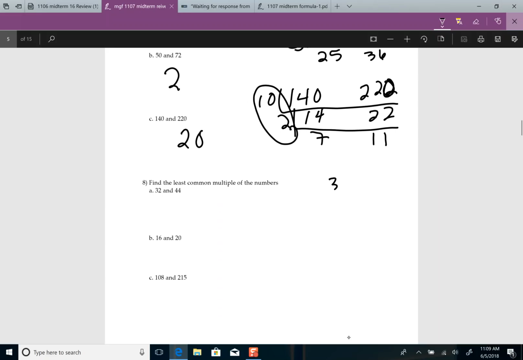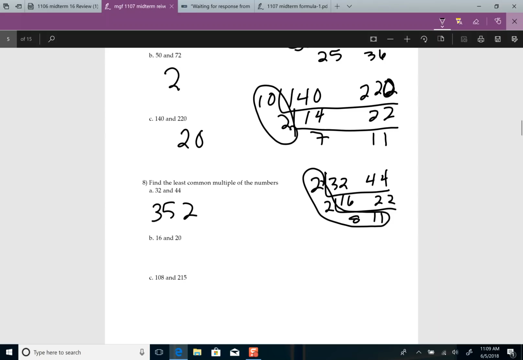I'm going to do that division again. So I have 32 and 44, and again, I'm going to start with 2 because it just looks so right in my face. So I get 16 and 22, which says, oh, we'll just do 2 again, which gives me 8 and 11. Now this time I'm going to multiply all of these numbers together. So 2 times 2 times 8 times 11 gives me 352.